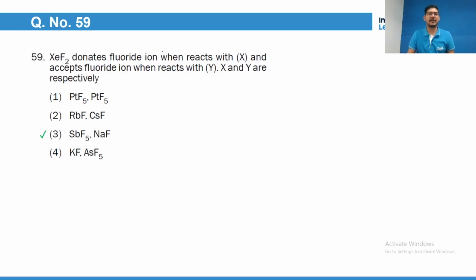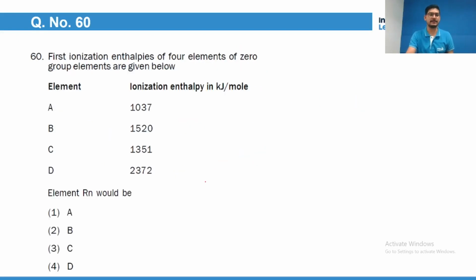XeF2 donates fluoride ion when reacts with X and accepts fluoride ion when reacts with Y. So of course it donates with X, so it should be the donor and X should be the acceptor. Yes, SbF5 can be an acceptor because of the presence of d orbitals. So it would form SbF6 minus, okay? And NaF can be a donor of fluoride producing Na plus and XeF3 minus. This is the correct answer.